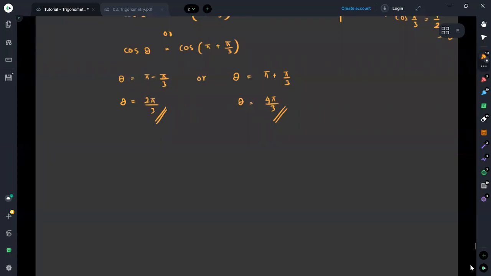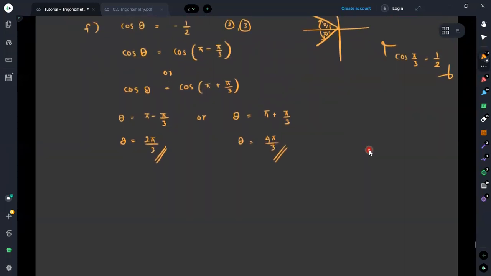Then the next one, the value of cosine theta equals 1.